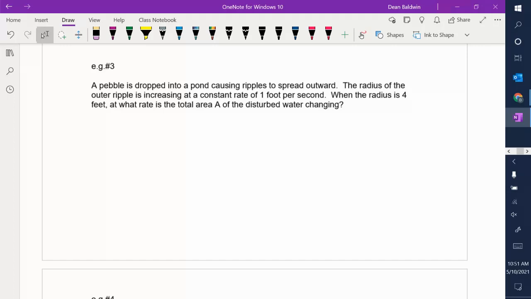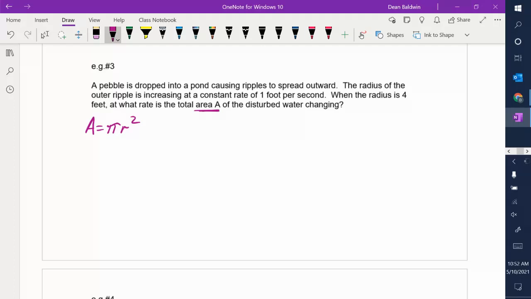Okay. What shape do we have here? You have a circle. I'm asking for area of a circle. What's area of a circle? Pi r squared. So there's our base formula. I need to know how fast the area is changing with respect to time. So what do I do?